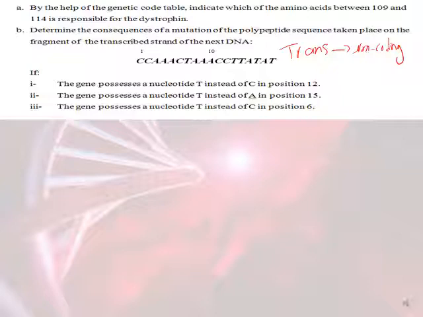So it's CCA. Let's write it down. CCA, this is the first three. Then we have AAC, TAA, ACC, TTA, and TAT. Let's make the complementary for the mRNA. So here, mRNA.